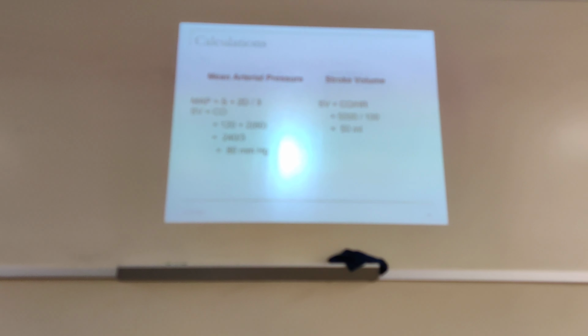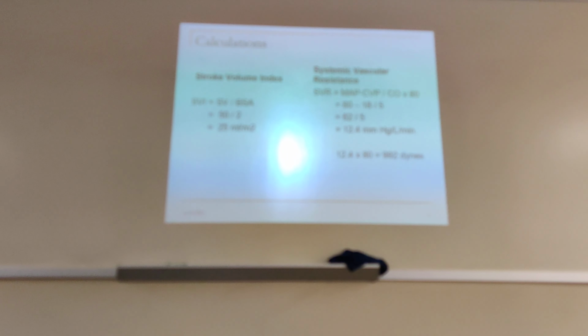But I have to figure them out. I can calculate my stroke volume index because I know what my stroke volume is and I know what the body surface area is. So I'm going to do stroke volume, which I calculated to be 50, divided by my body surface area, which is 2, and then that will give me 25 milliliters per meter squared. That's my stroke volume index.